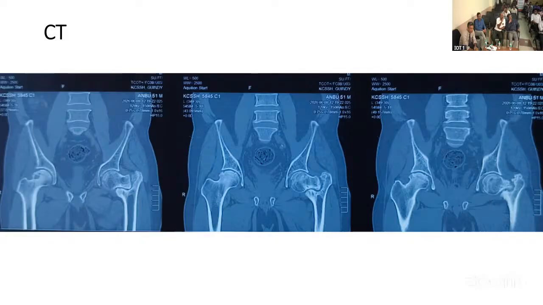What will you do? You will preserve or you will replace? So I will preserve the head. Why you want to preserve? If it is viable, gap is less than 1 centimeter. I will preserve the head. I will do some valgus osteotomy.